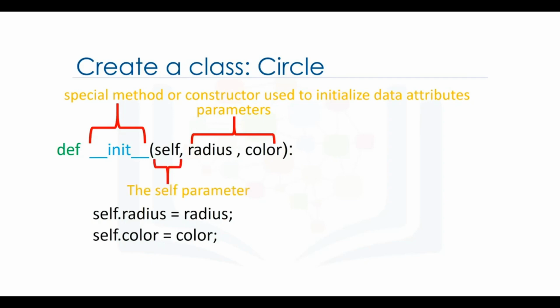The self parameter refers to the newly created instance of the class. The parameters radius and color can be used in the constructor's body to access the values passed to the class constructor when the class is constructed. We can set the value of the radius and color data attributes to the values passed to the constructor method.